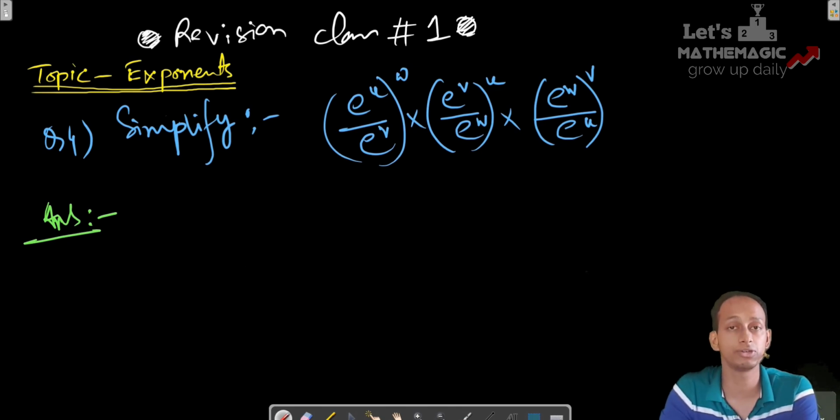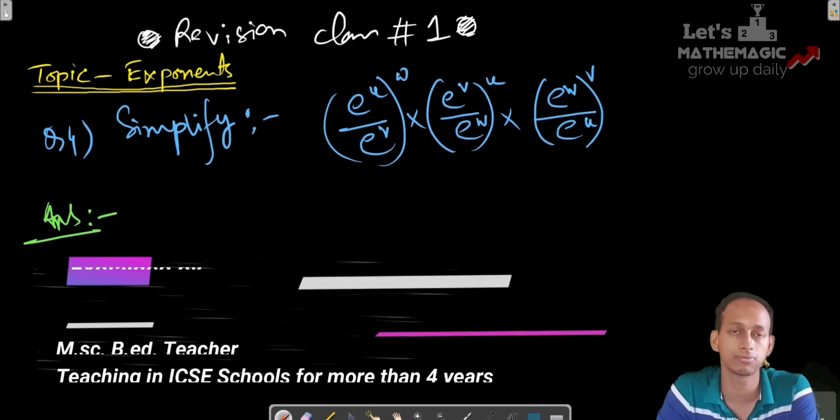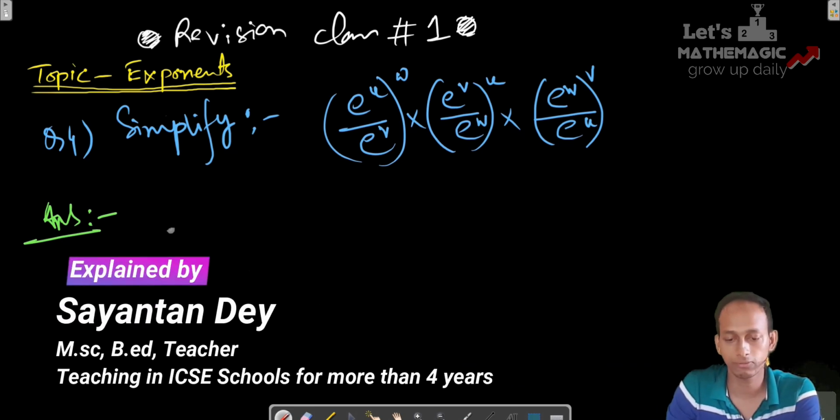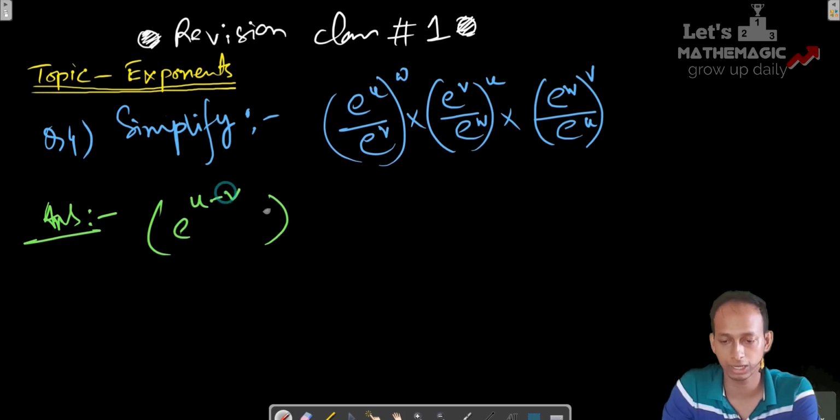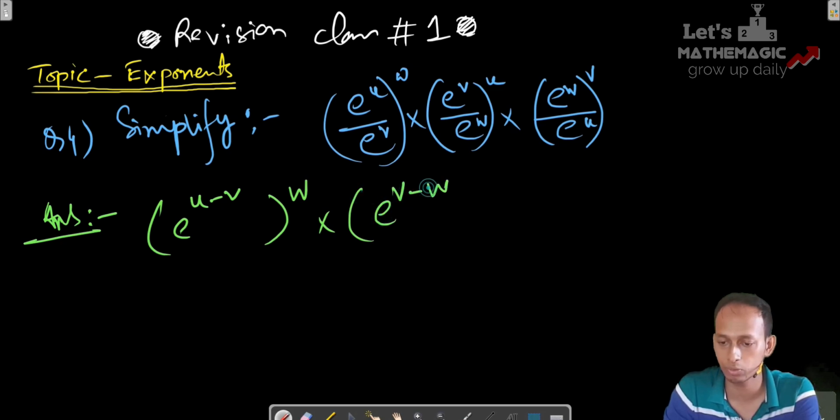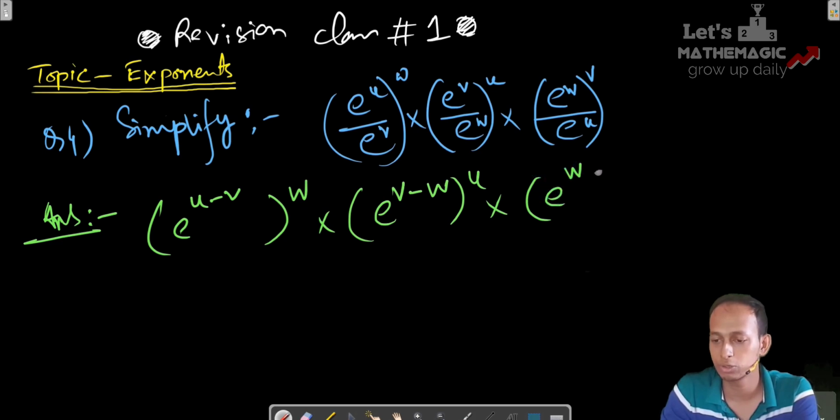As it is a division and the bases are same, we know that we need to subtract the powers. So inside the bracket, we can write e to the power u minus v, and the power outside of the bracket was w, so that would be as it is. We'll follow the same thing for the next two terms. Please follow the board. I hope you all can understand what I'm doing. And the last one will be e to the power w minus u to the power v.